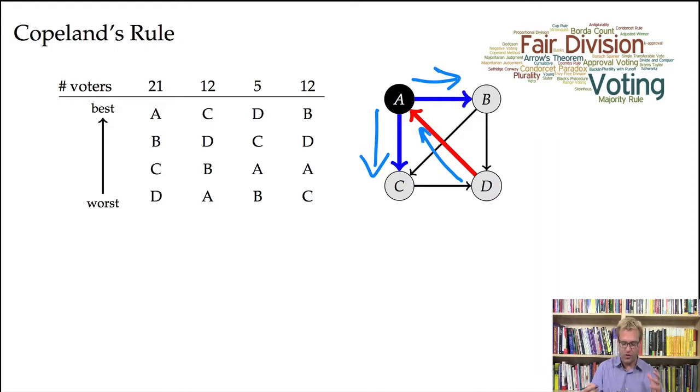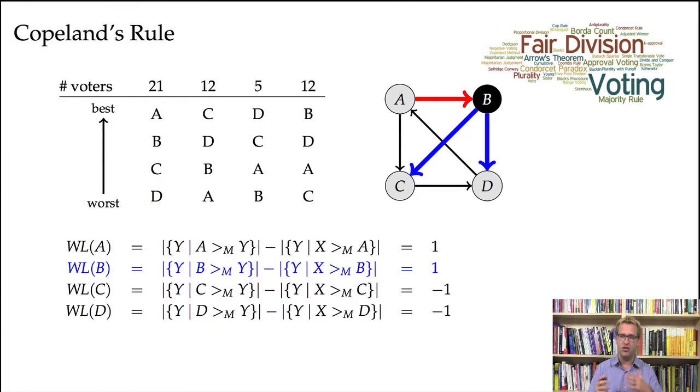So in this case, there are 2 out edges minus 1 in edge. The win-loss record for A is 1. Same thing for B. There are 2 out edges minus 1 in edge, so the win-loss record for B is 1. For C, the win-loss record is -1 because there are 2 in edges but only 1 out edge. And same thing for D.